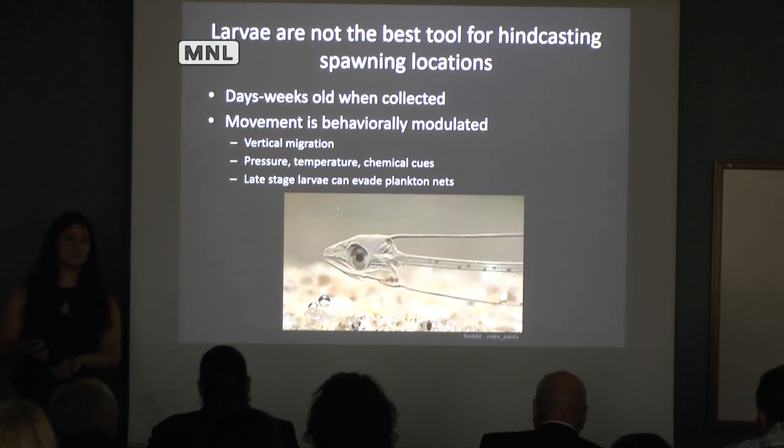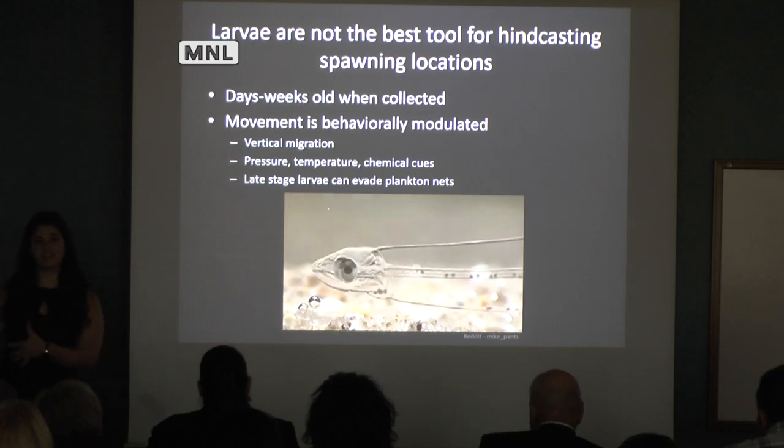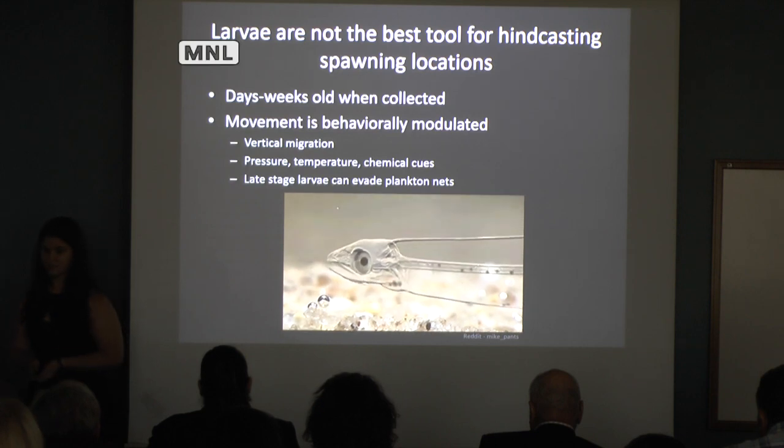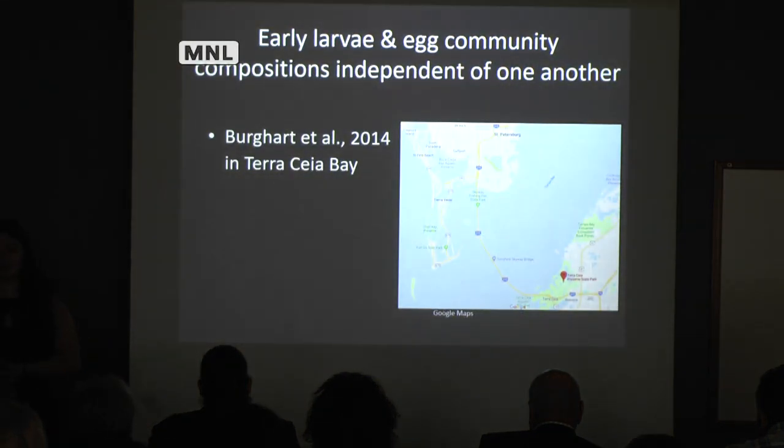Also, one thing that makes it a little complicated is that late stage larvae can actually evade these nets that we use to collect them. So they can move away from them when they see them coming. We can't see them. In one study by Burkhart and other authors in 2014, they studied an area called Terra Ceia Bay, which is right here on this map, which is not too far from us. It's about a 13-mile swim across Tampa Bay.